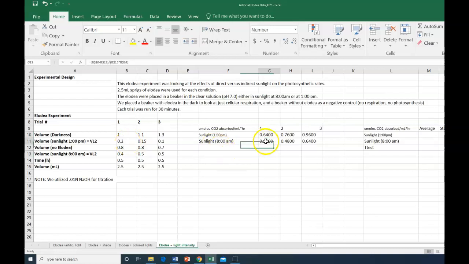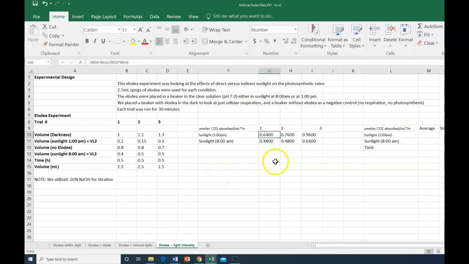Now I'm going to need to do the same thing for the plant in the sunlight. And so now again I did, sorry, there's a plane flying over. I'll pause it for a second. So for the plant in the sunlight at 8 o'clock a.m., I'm doing VD, which is this 1, minus the plant in the sunlight at 8 o'clock a.m., so it's 1 minus the 0.4, and I divide that by the time in hours times the milliliters, and so then that number you see here.